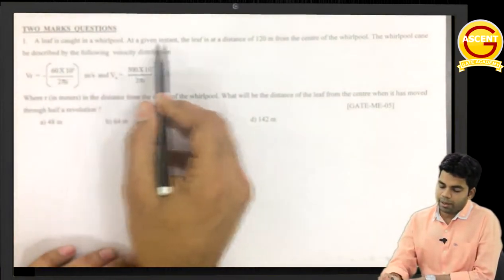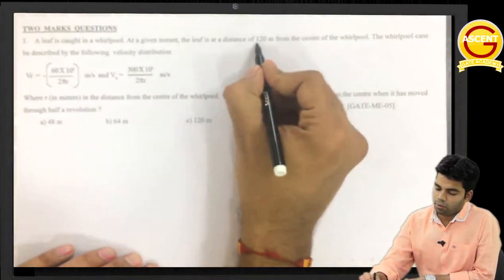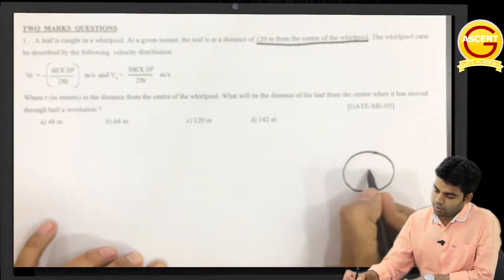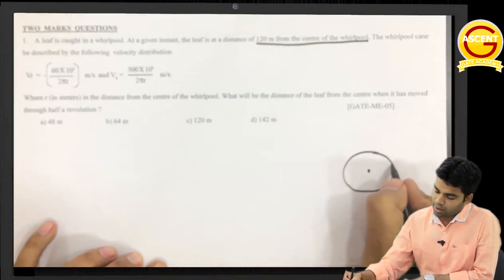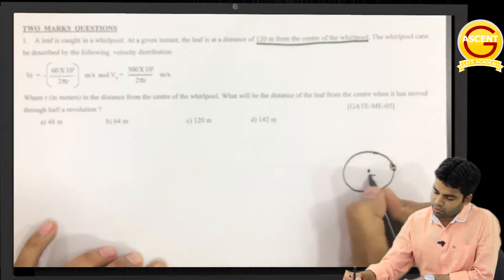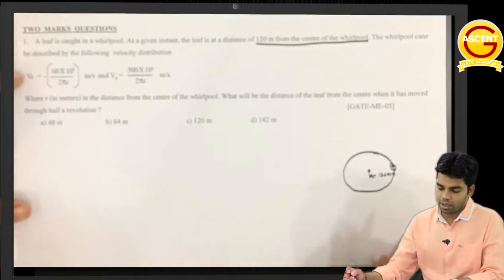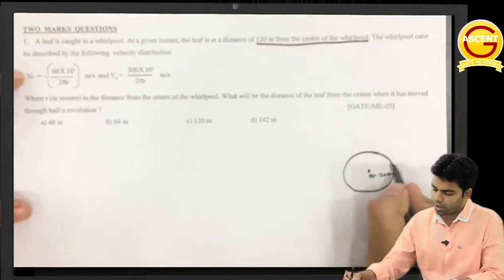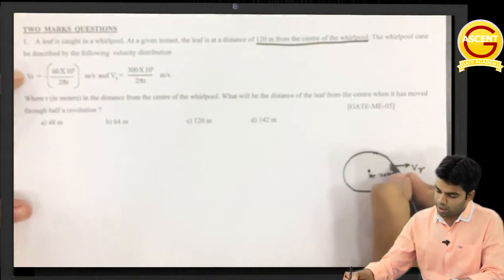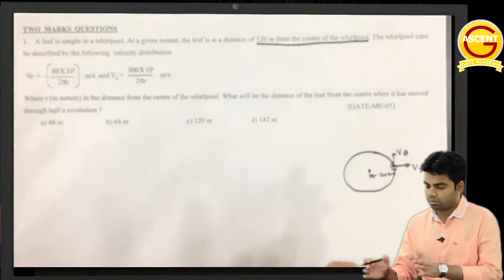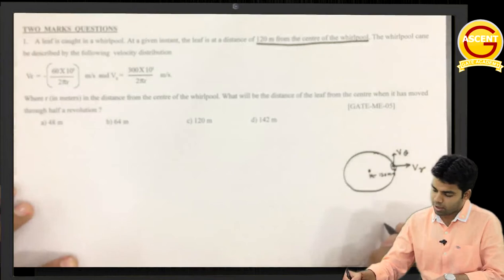Okay, so initially the leaf is caught in the whirlpool, and at a given instant the leaf is at a distance of 120 meter from the center of the whirlpool. Let's suppose this is the center of the whirlpool and this is our leaf, at a distance of 120 meter from the center. The velocity is given as Vr and V theta. Vr means velocity in the radial direction, and V theta means velocity in the tangential direction.